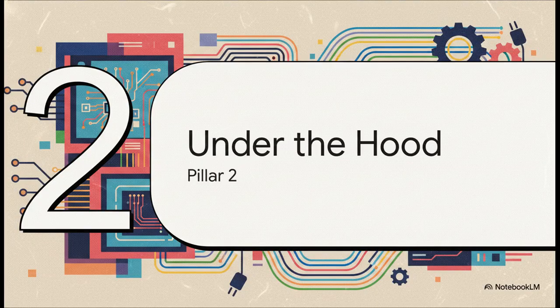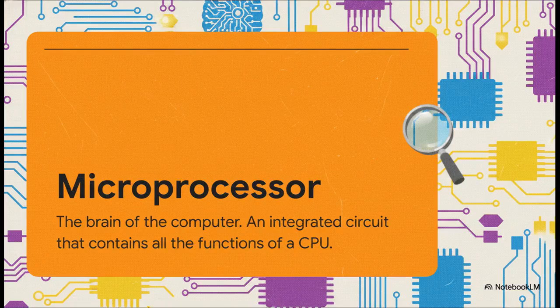Okay, so now that we've seen the software, let's peel back the layers and look at what makes it all tick. This brings us to pillar 2, under the hood. This is where we get into the physical hardware. This is where the silicon meets the code. And right at the heart of it all, you've got the microprocessor. And it's not an exaggeration to call it the brain of the operation. Every single calculation, every command you give it, it all flows through this one tiny, incredibly powerful chip.